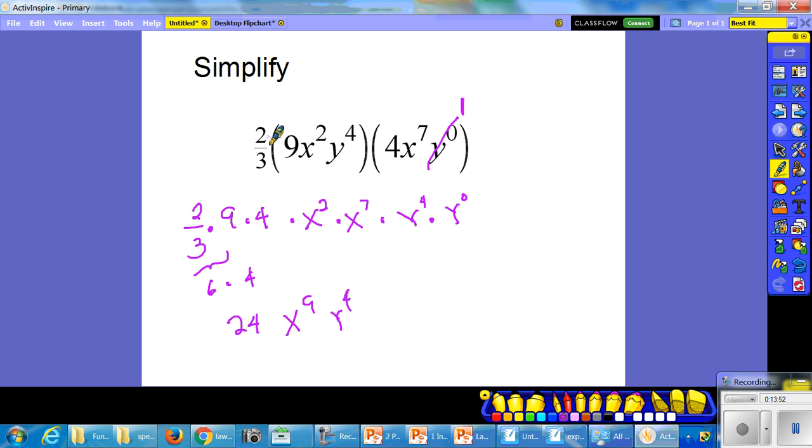You will just have to multiply 2/3 times 9 times 4, which is just 24. And then x squared times x to the power of 7, which is x to the power of 9. And then your y to the power of 4 times 1. y to the power of 4 times 1 is just equal to y to the power of 4. So this will be the answer for this expression.